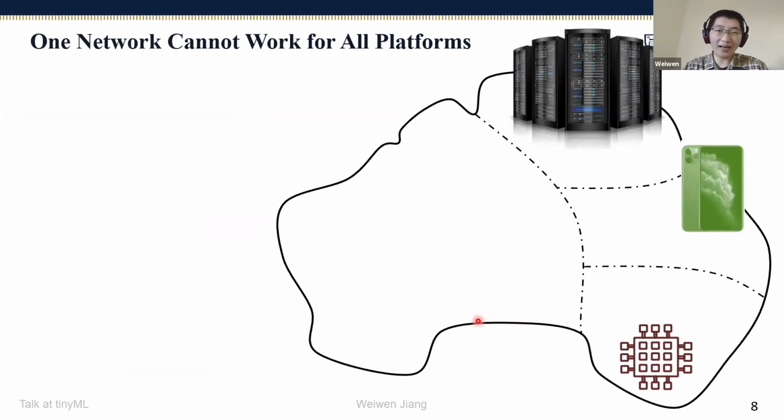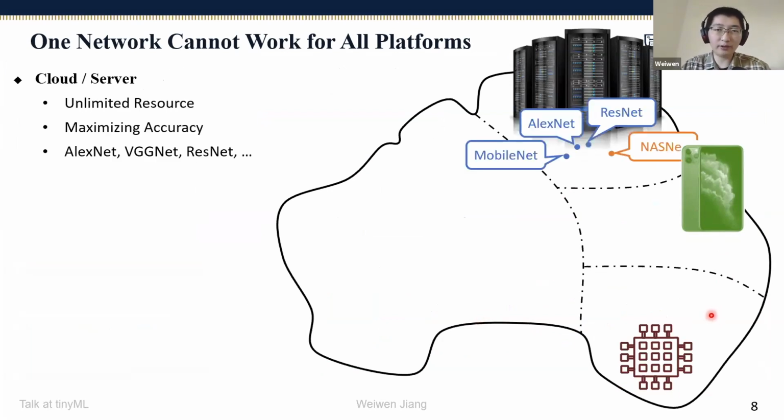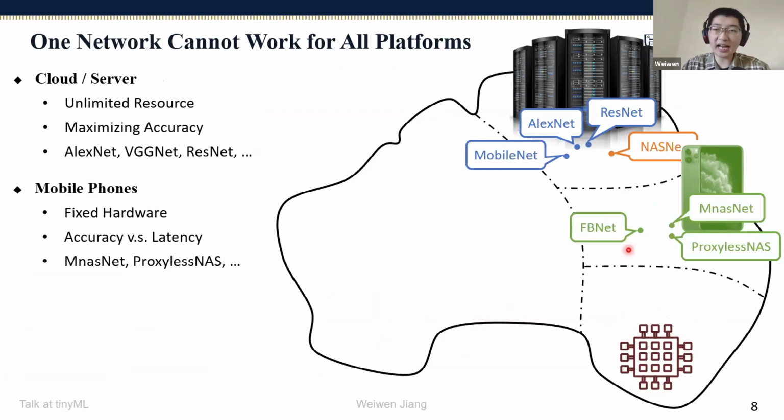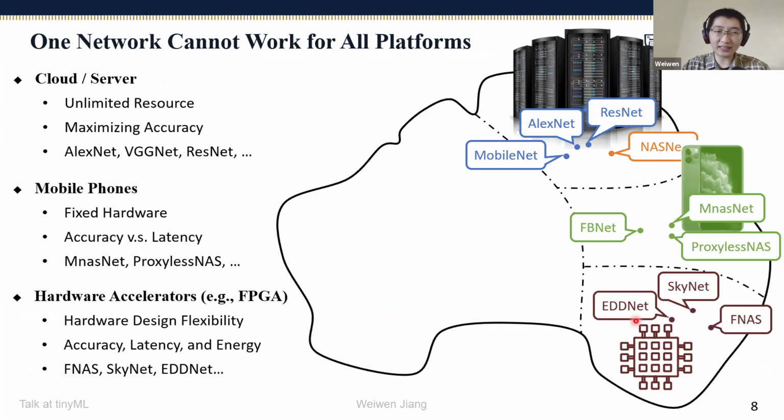As demonstrated in this slide, intelligence is widely required in different computing platforms, such as cloud computing, mobile phones, and customized hardware accelerators. Different computing platforms have different requirements. For instance, cloud computing has enough computing resources, and the objective is to maximize accuracy. For mobile phones, which have fixed hardware, a trade-off between accuracy and latency needs to be made. For customized hardware, which further has hardware design flexibility, it is expected to achieve better trade-offs among accuracy, timing performance, and energy efficiency.